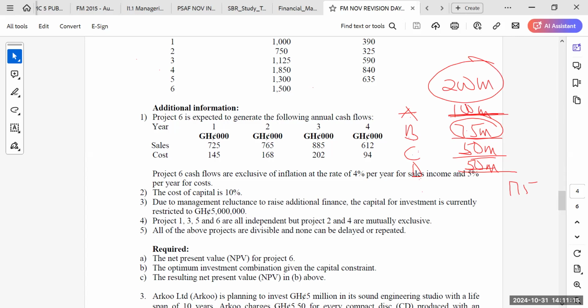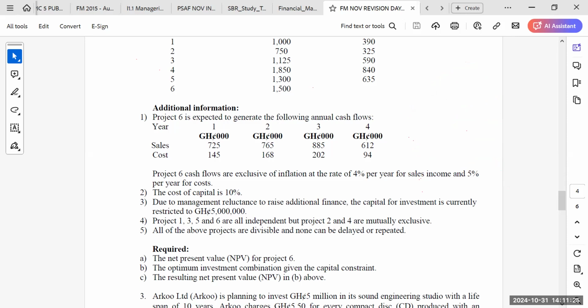So if the project is divisible, we use the profitability index, and the question will be telling you that the projects are divisible. They can also tell you the projects are independent, which means that you can undertake them separately. They can say the projects are mutually exclusive. Mutually exclusive means that those two projects cannot be undertaken at the same time. So if A and B are mutually exclusive, it means that if you are undertaking A, you have to leave B. If you are undertaking B, you have to leave A. That is the meaning of mutually exclusive.